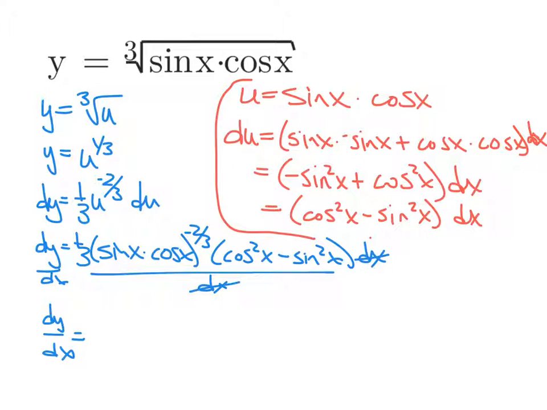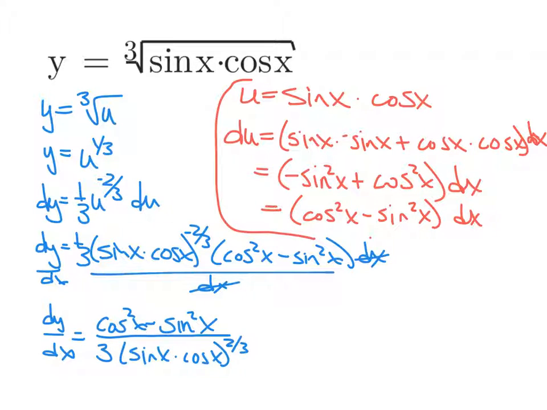And on the right side, I see that I do have some fractions and some negative powers. So I'm just going to write this all as a fraction. From the 1/3, that means the 3 will be in the denominator. Since sine times cosine has a negative power, we'll put that in the denominator. Sine x times cosine x. And now it'll be to the positive 2/3 power. And that cosine squared minus sine squared, that'll just stay in the numerator. And here is our derivative then.